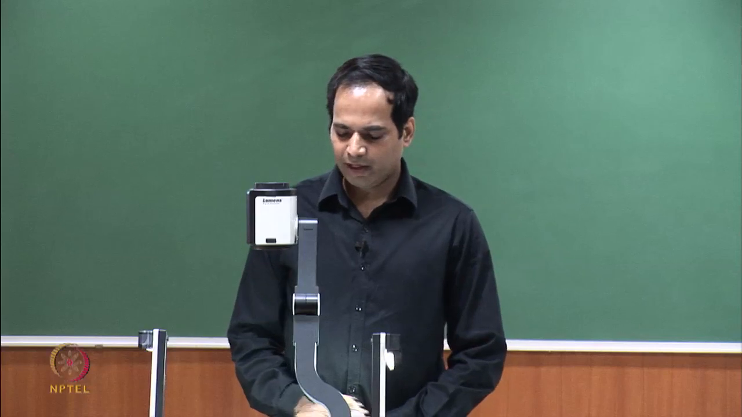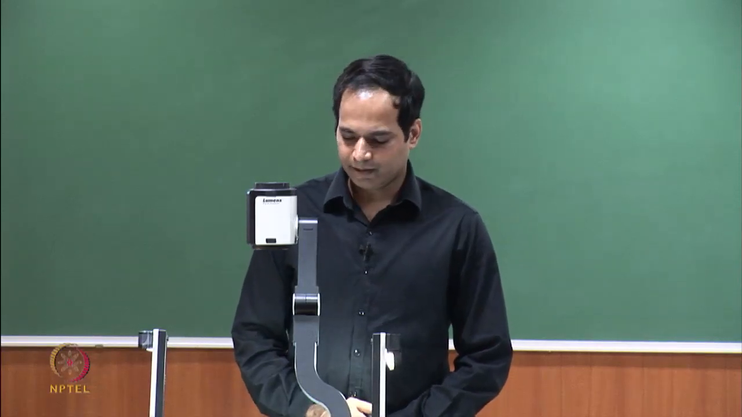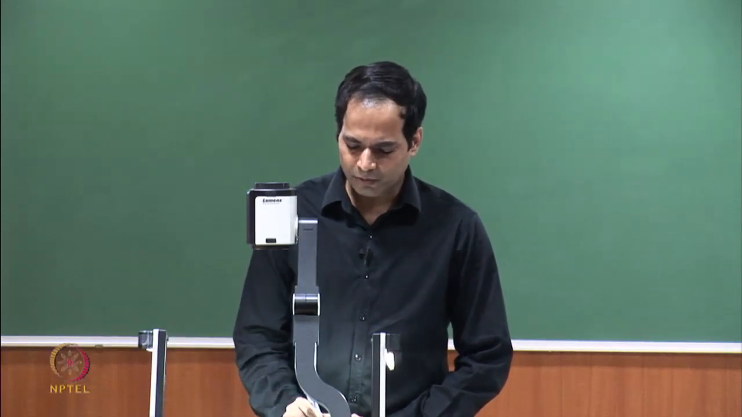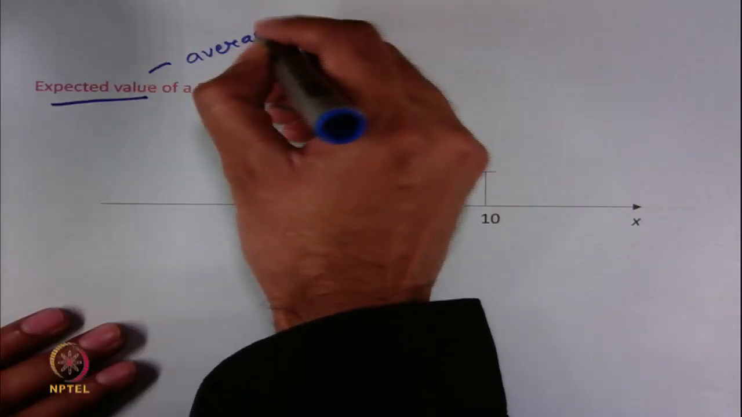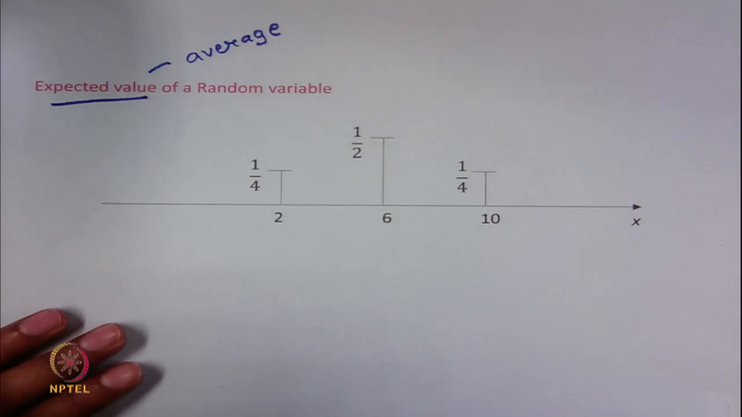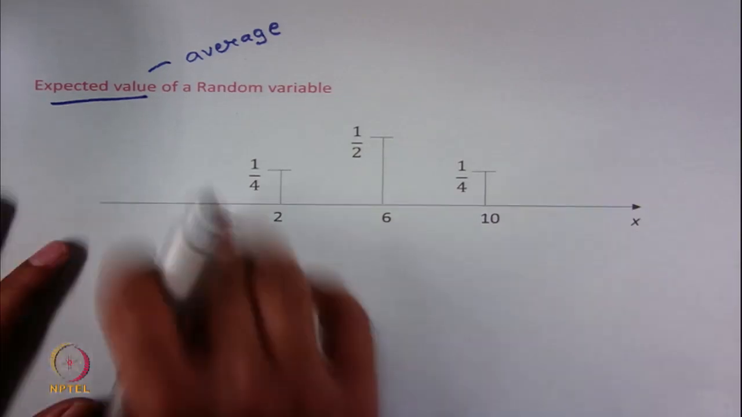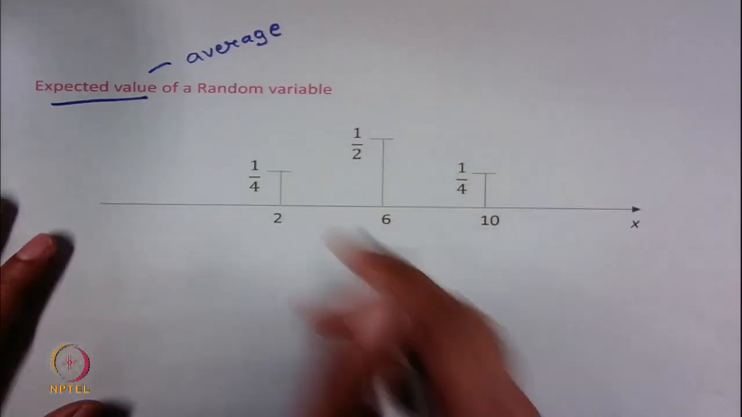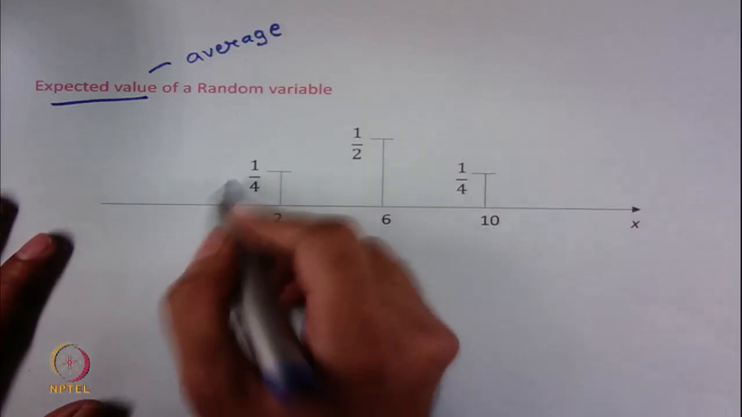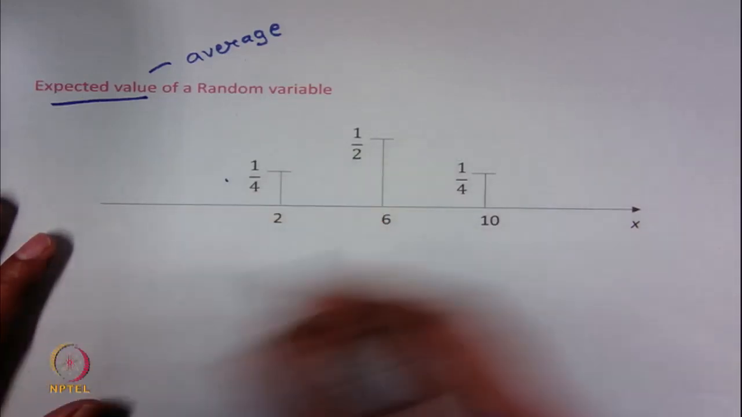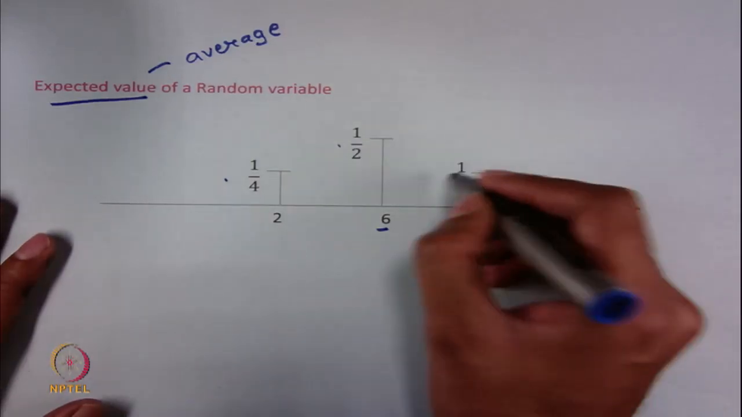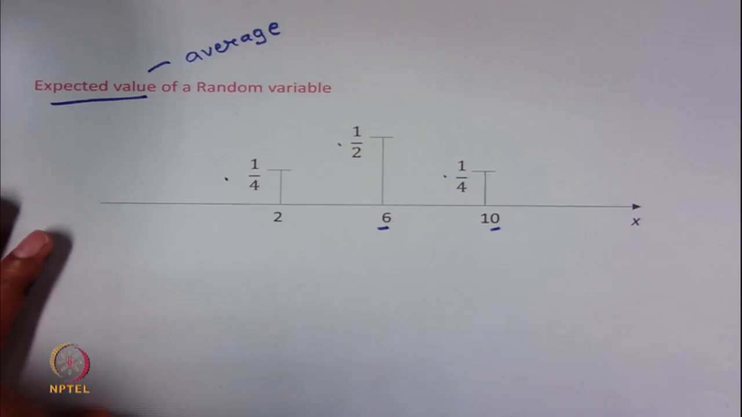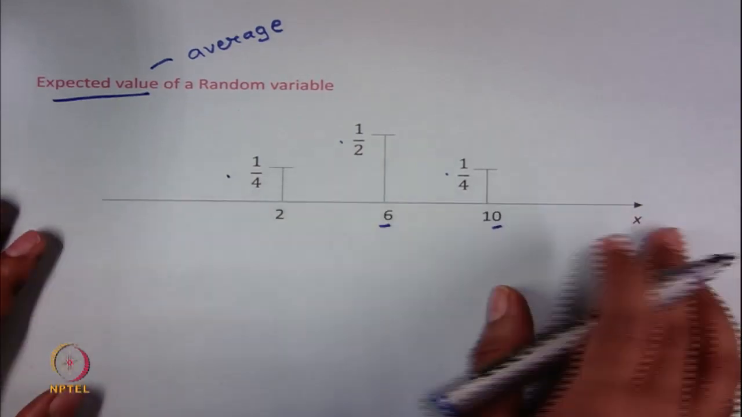What does this expected value of a random variable tell us? This expected value is some kind of average value of the random variable. So, for example, let us look at this picture and let us say this x takes a value 2 with a probability of 1 by 4, it takes a value 6 with a probability of half, it takes a value 10 with a probability of 1 by 4, and I ask you what is the average value of this x.